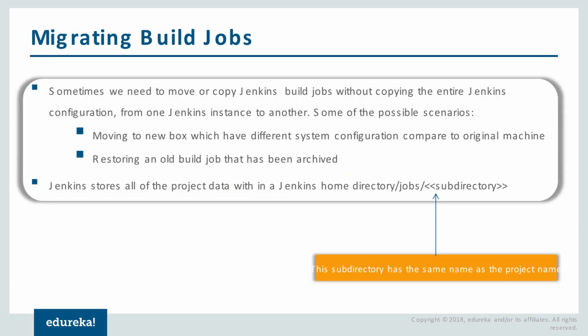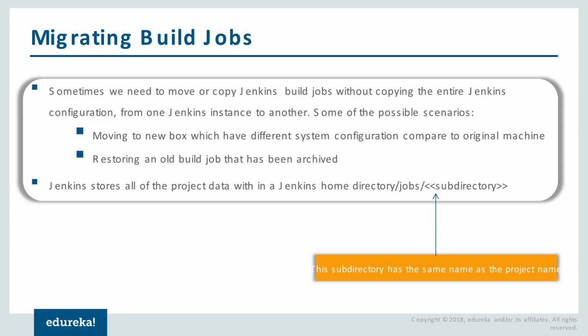So, migrating the build jobs. Sometimes we need to move or copy Jenkins build jobs without copying the entire Jenkins configuration from one Jenkins instance to another. Let's say one possible scenario could be moving to a new box which has a different system configuration compared to the original machine. Or you want to restore an old build job that has been archived. In all these cases, you just need to copy the subdirectory for that project, which will contain all the details about that project, and paste it to the desired Jenkins instance.